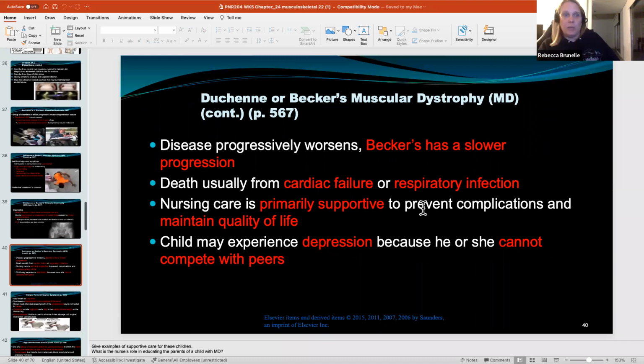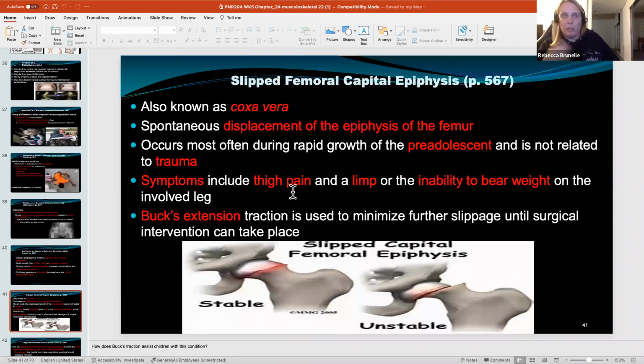So this is the one that was briefly mentioned when we talked about traction. So the slipped capital femoral epiphysis. It's displacement of the epiphysis of the femur, so the head of the femur. And it normally occurs during growth spurts. And so they have pain, there's a limp, they can't bear weight on the involved leg, and they can put them in traction to pull it back into place. But even if they use the traction, they can still require surgery to permanently put it back into place.